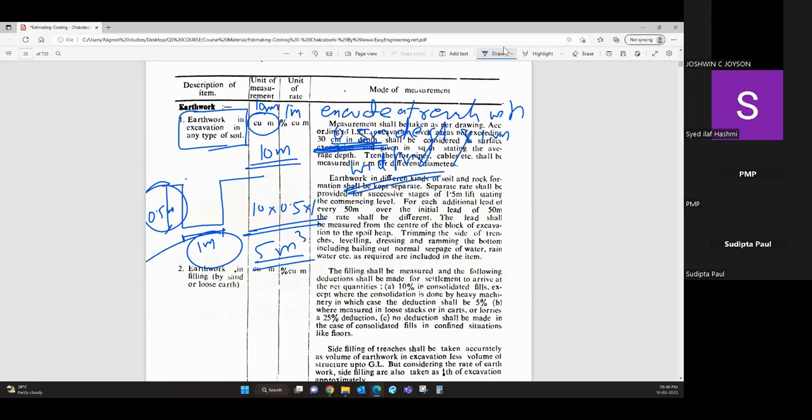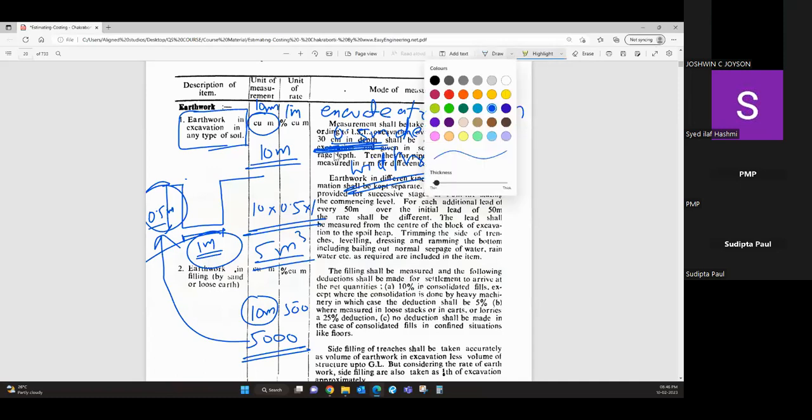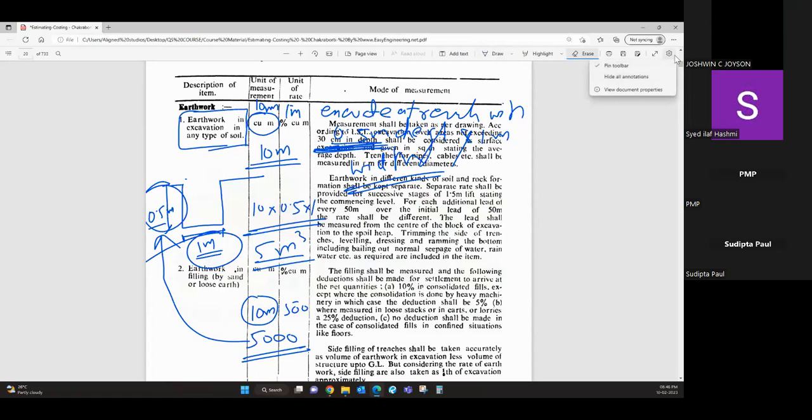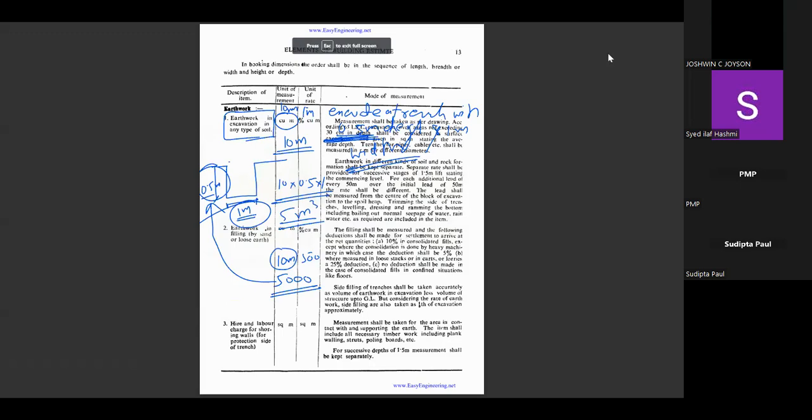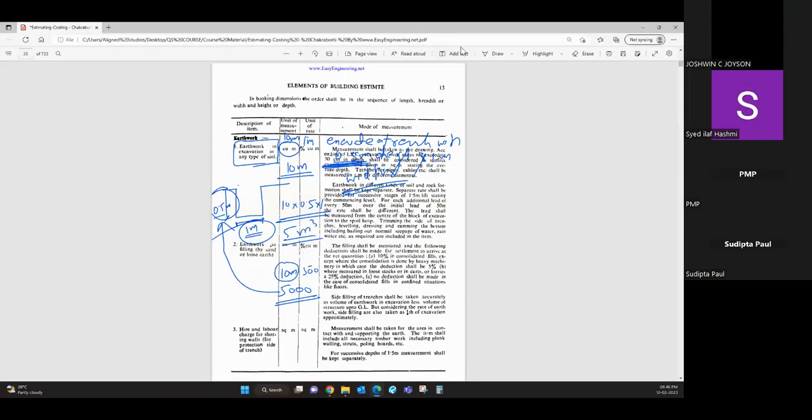So let's say somebody is saying that I have 10 meters of excavation in which the depth is this and width is 1 meter, and per meter I will charge you 500 rupees. So what is going to be the cost of 10 meters? So 10 meters cost will be 5,000 rupees for this trenching work. Am I clear? Yeah, am I clear, guys? Okay, so let us move on to the next thing.